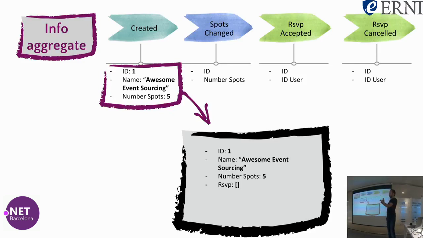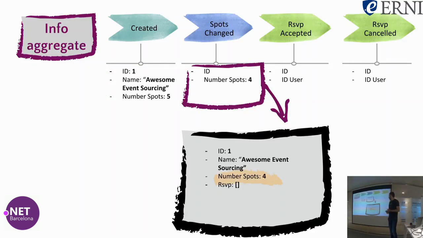The algorithm steps through each event, takes the data that it needs, and updates the current state. This is done in memory. It's calculated when you need the aggregate. The state is not stored in the database. You only store the stream of events.